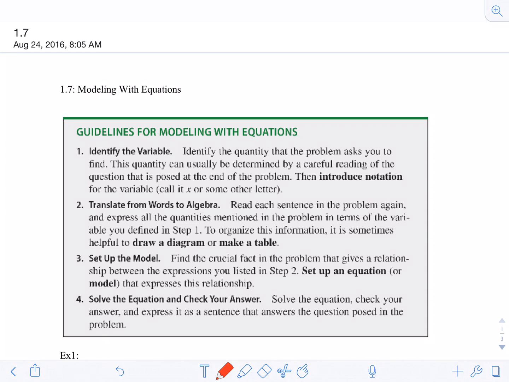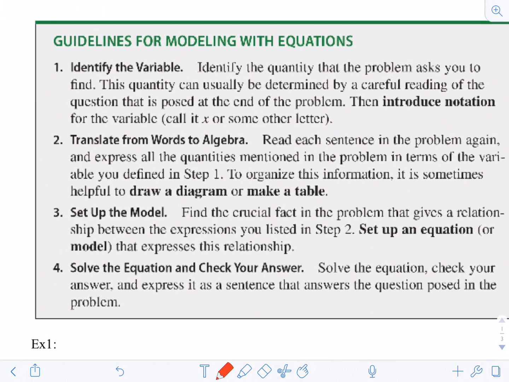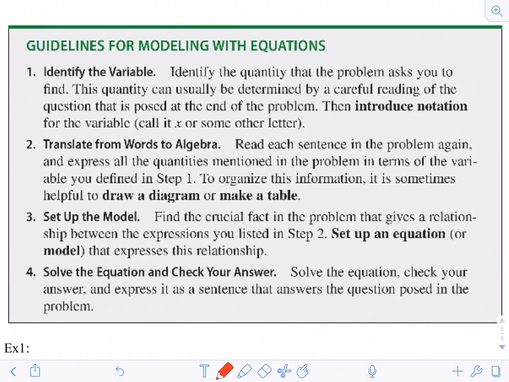1.7 is modeling with equations. This is one that people generally have problems with because, in general, high school kids struggle a little bit with modeling things, where normally they're used to plugging and chugging and evaluating equations, but not applying it to real life. So in this case, we're trying to apply it to real life.